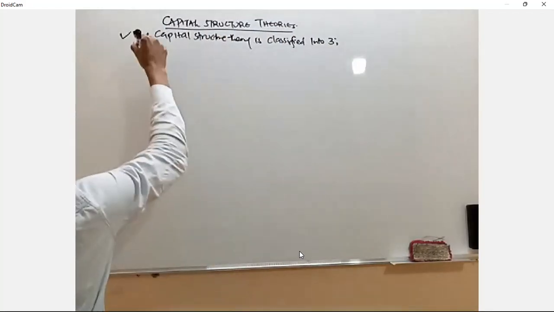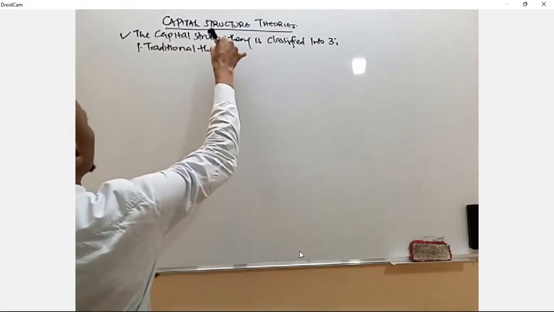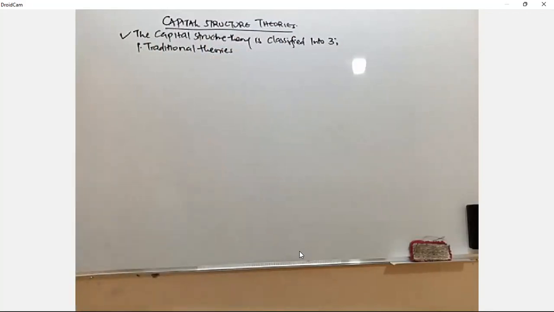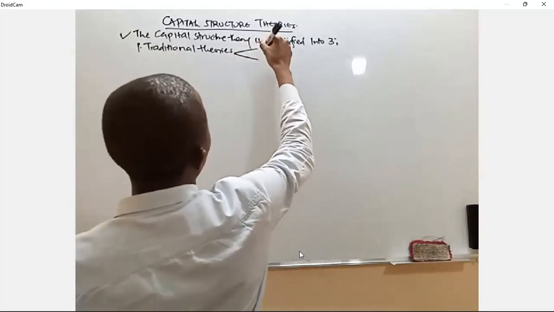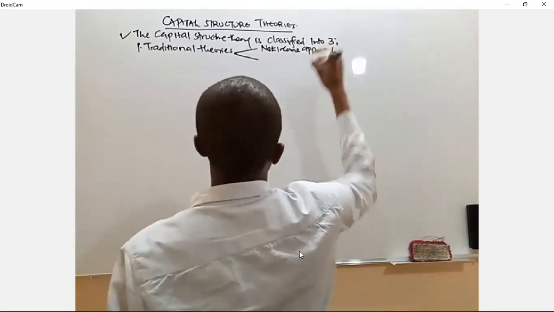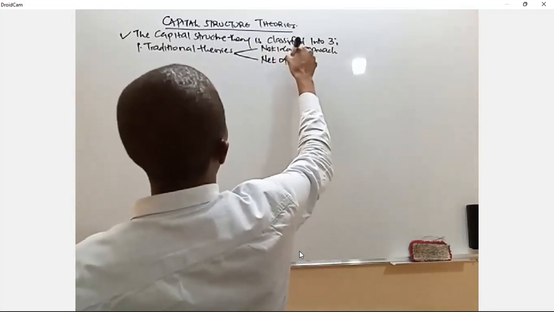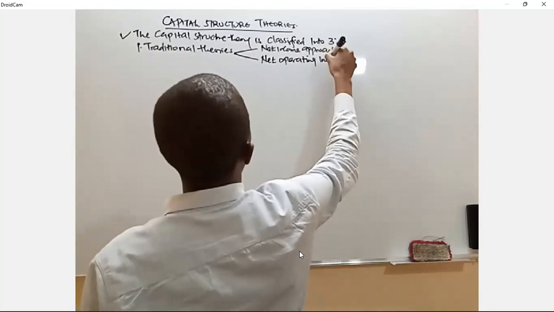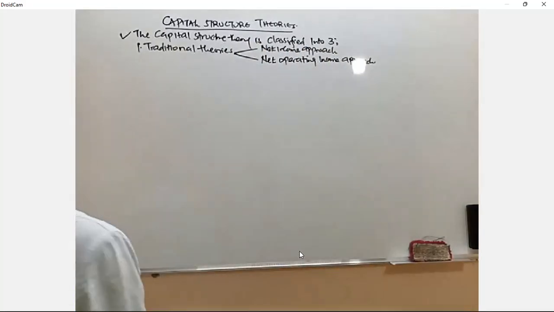One, we normally talk about traditional theories. The traditional theories are normally classified into two. We normally check on the net income approach. Then the second one is the net operating income approach.